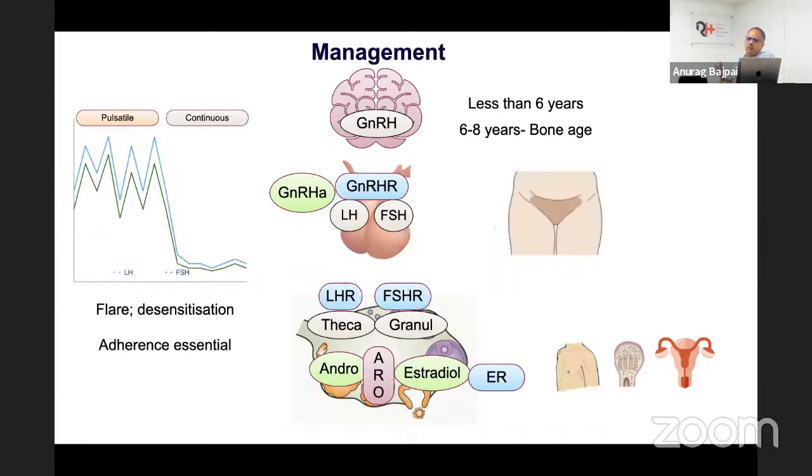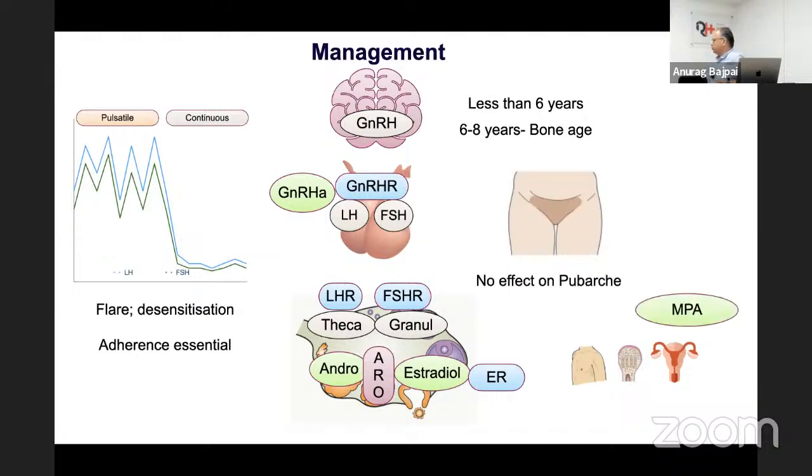Remember that every time you give a GnRH analog, you will cause some flare effect. If you already have a good control, this flare will not cause a lot of problems. But if you have inadequate control, the flare will again cause an issue. So this should be given every 12 weeks on the dot. Adherence becomes very, very important in that regard. You will have regression of breast development, stoppage of periods, and the growth will become slower. Pubic hair, of course, will not be affected in that regard. This is important to remember.